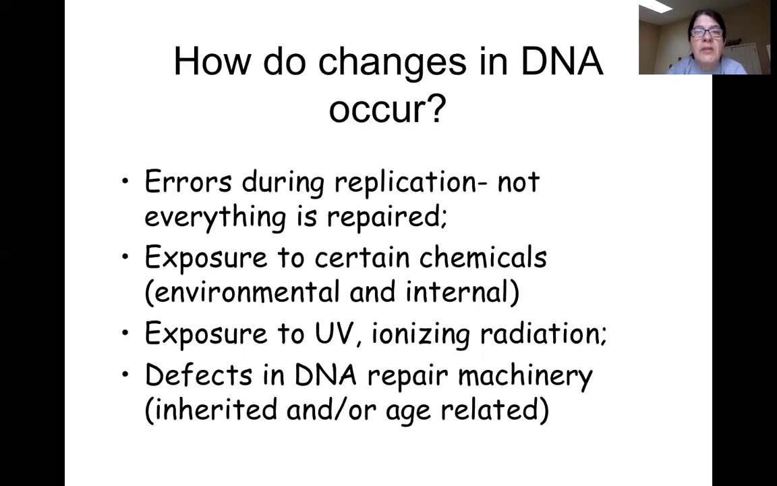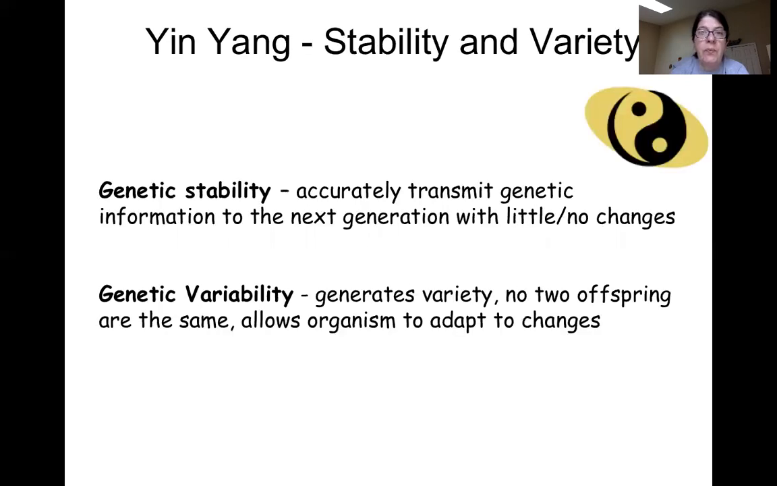So how do changes in DNA occur? Errors during DNA replication that are not repaired. Exposure to certain chemicals, environmental or internal. Exposure to UV or ionizing radiation. And of course, defects in the DNA repair machinery, which are either inherited or related to age.